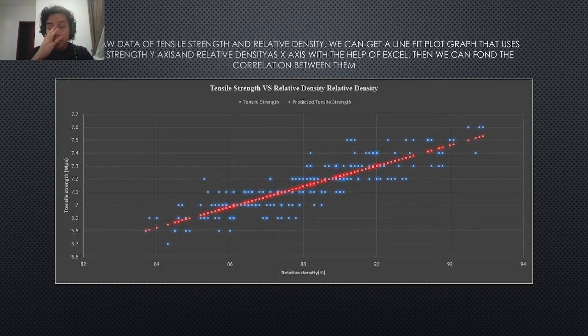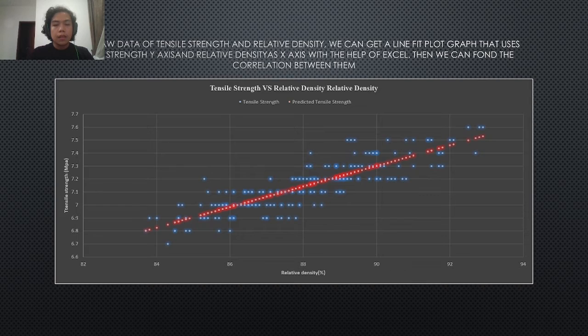We'll be discussing the previous equation, part D, the previous step, which is finding the linear equation. We'll continue. As you can see from the raw data that our lecturer gave, we can construct a graph by using Excel.